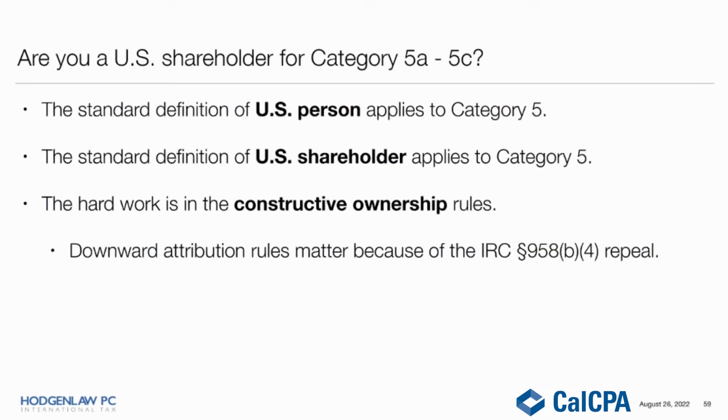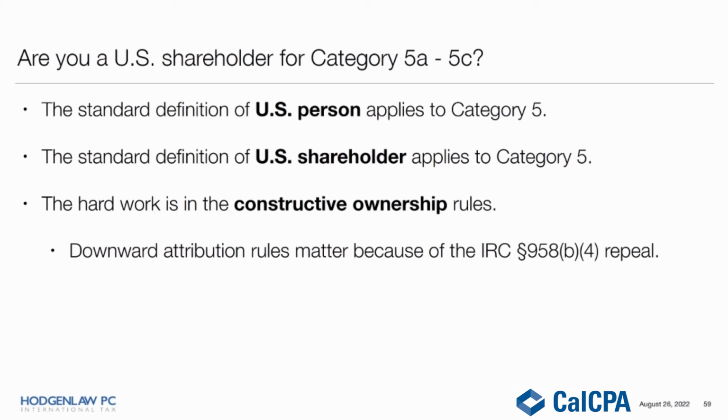So the question is, are you a U.S. shareholder? And it'll give you no end of pleasure, I'm sure, to find out that the definition of U.S. person is not helpfully expanded to include Puerto Rico possessions and people making the 6013(g) or (h) election. It's just the generic description, who is a U.S. person. The standard definition of U.S. shareholder applies. And as usual, all of the hard work is in the constructive ownership rules.